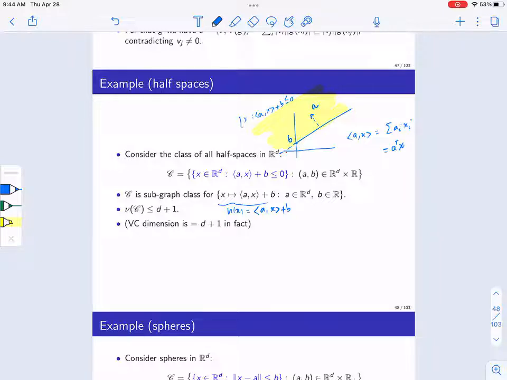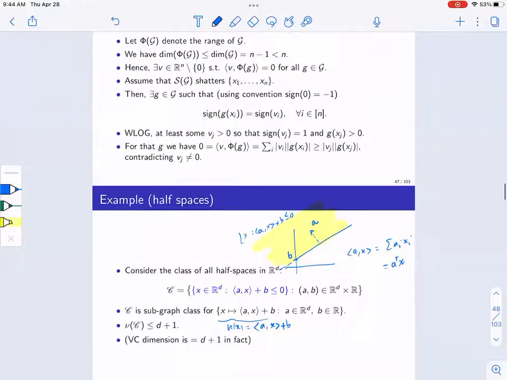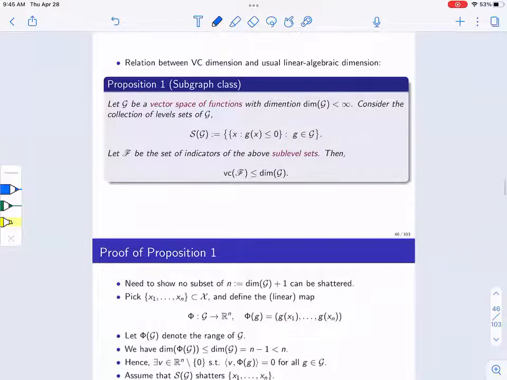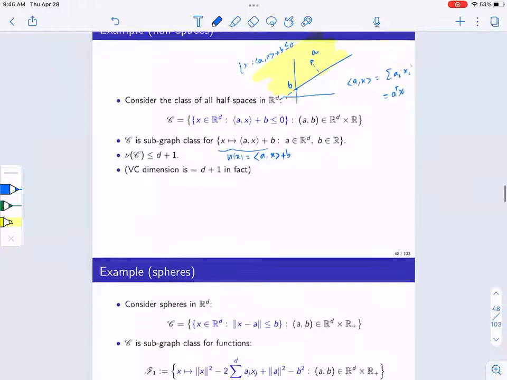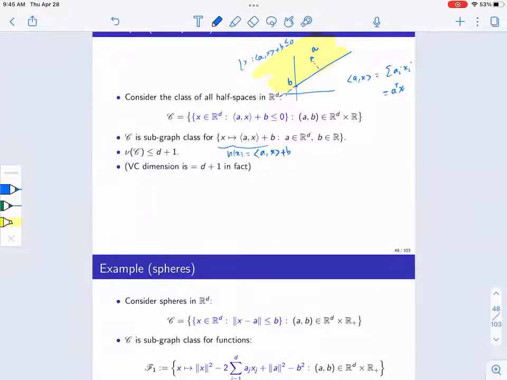So this is a vector space of functions, right? If I add two functions that look like this, it's again a function that looks like this. If I rescale these two, it's a vector space, and the number of parameters is d plus 1. You can convince yourself that the dimension is at most d plus 1, right? And so by this result, the VC dimension of these sublevel sets, like hyperplanes in R^d, is at most d plus 1. And then you can argue that it's in fact d plus 1.